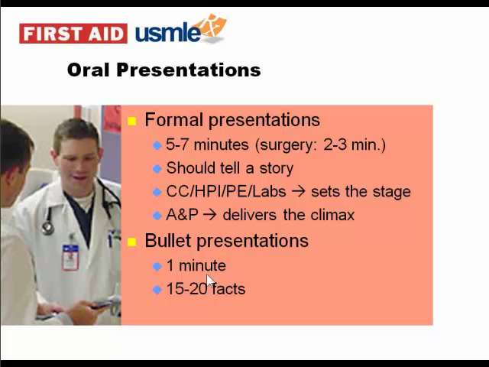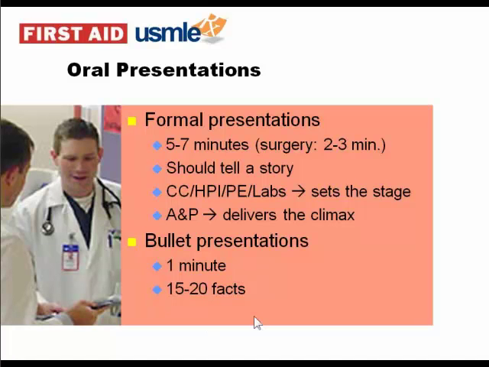The bullet presentations tend to be obviously a lot more brief. They're usually a minute or less, and they're usually 15 to 20 key facts, as opposed to the 5 to 7 minute medicine presentation or the 2 to 3 minute surgery presentation. This is typically done when you are signing out or presenting a new patient, for example, or when you are talking to a consultant. Maybe you need to get an infectious disease consult on your patient, so you've got to give them a blurb about that over the phone. And so these tend to be very terse.